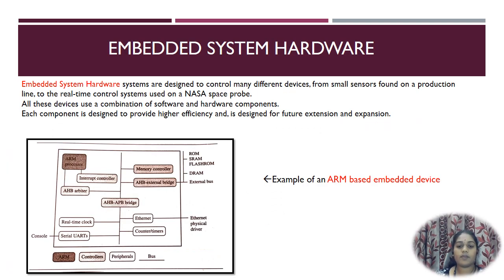Coming to the main topic, embedded system hardware. Embedded system hardware systems are designed to control many different devices, from smaller sensors found on the production line to the real-time control systems used on NASA spacecraft. These devices are the combination of software and hardware. Each component is designed to provide higher efficiency and is designed for future extension and expansion. Here is an example of an ARM-based embedded device. This is a typical embedded device based on ARM.